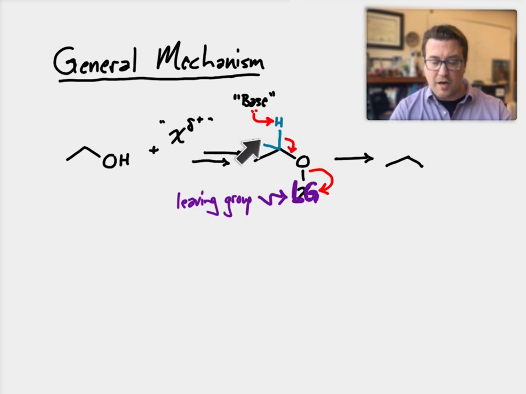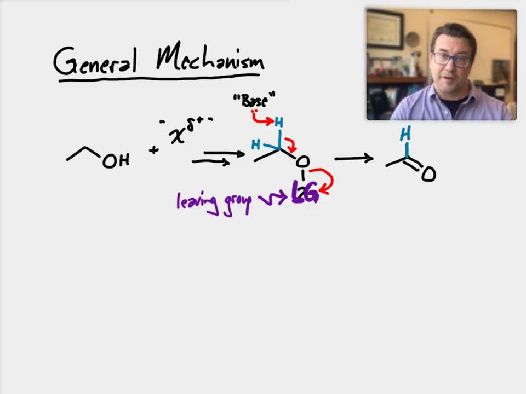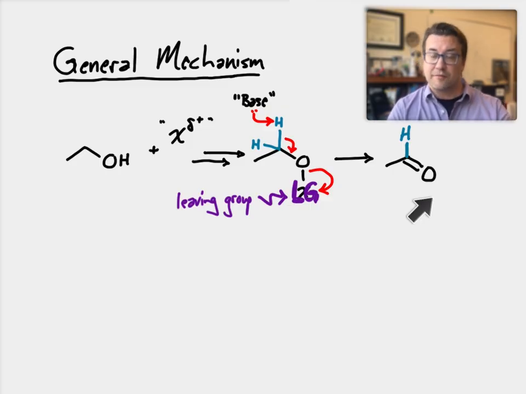You have these carbon-hydrogen bonds adjacent to the carbon-oxygen bond, and base will deprotonate the carbon-hydrogen bond. The electrons from that carbon-hydrogen bond will go to form a double bond between the carbon and the oxygen, and you'll break the oxygen-X bond, the oxygen leaving group bond, to now form your carbonyl, in this case an aldehyde.